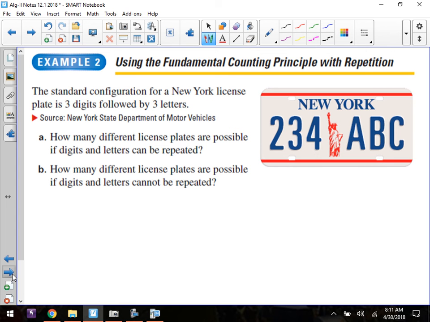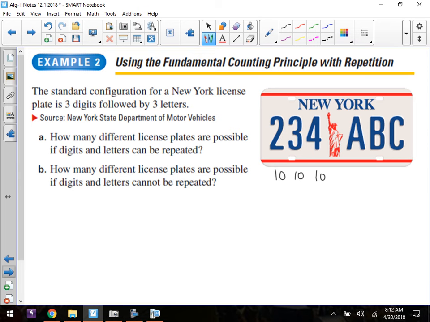So if my first one, I'd have 10 to choose from. The next one I'd have 10 to choose from. And the next one I'd have 10 to choose from. That's if I can allow for repetition. Are we okay with that? If I did not allow for repetition, I'd have 10, then 9, then 8. Really simple. Same thing with letters.